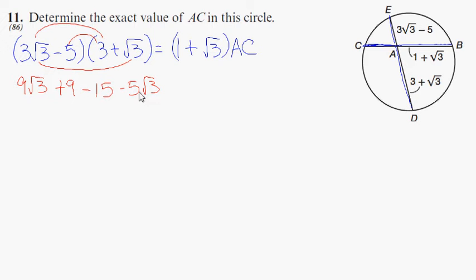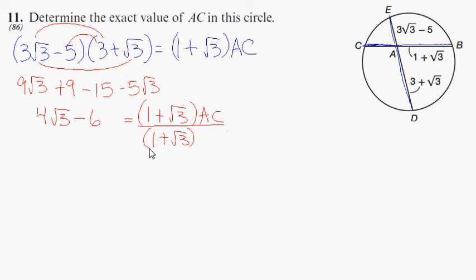Now, do you see that we can add these two together? That gives us 4 times the square root of 3 minus 6. Does everybody see that? I've just added my like terms here. Equals 1 plus the square root of 3 times AC. Well, now we need to get AC by itself, so we need to divide both sides by this big mess right here. So we need to divide this by 1 plus the square root of 3 as well.